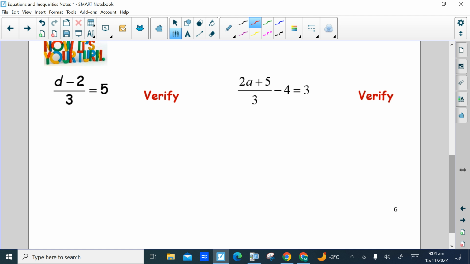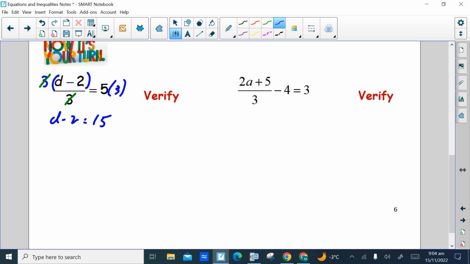First step, Keen. To what? Both sides. Because we need to get rid of the division by 3 on the left. So the opposite of that is multiplying both sides by 3. So they cancel on the left. You'll have d minus 2 equal 5 times 3, which is 15.